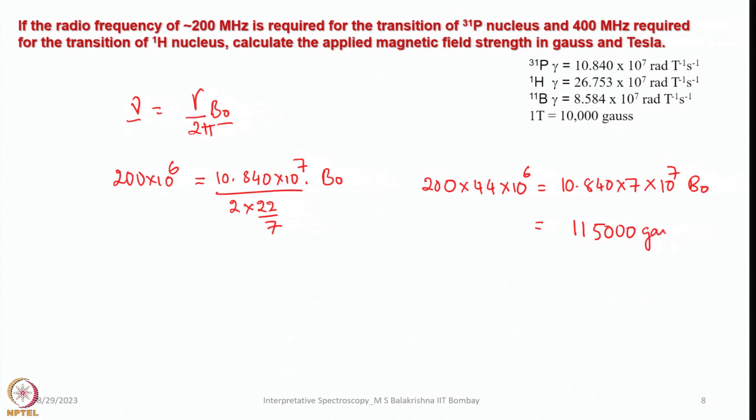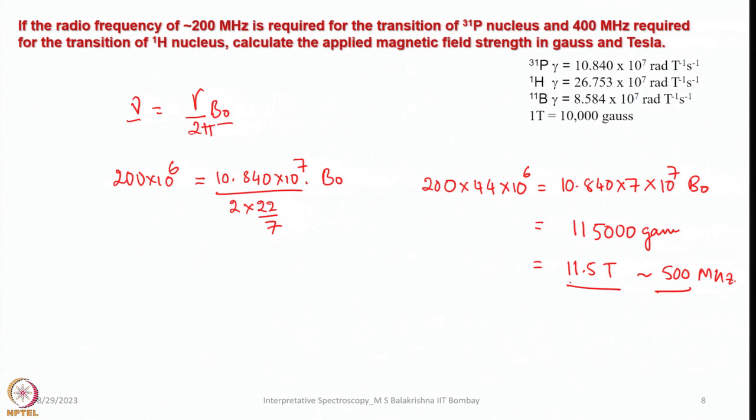Gauss, you get it. So this can be nothing but 11.5 Tesla. So this is the magnetic field, and this corresponds to 500 megahertz instrument. So you can, I have given earlier this table of conversion of magnetic field strength and the corresponding frequency. You can just check from that data.